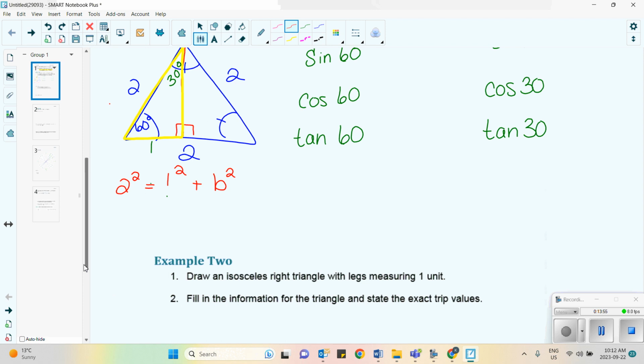All right. What do we got here? 4 equals 1 plus b squared. Okay. So what's b? Square root of 3. Sorry. I apologize. Okay, now that you know that, now that you know the height is the root of 3, can you do these ratios? Pretty quickly, right?